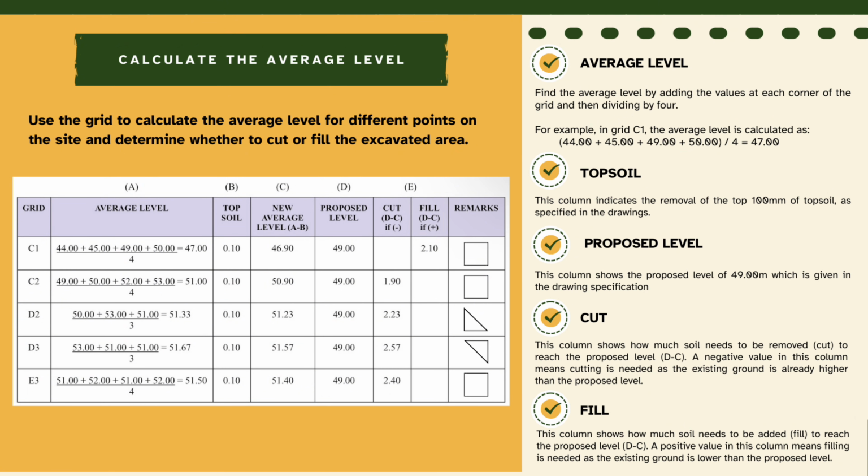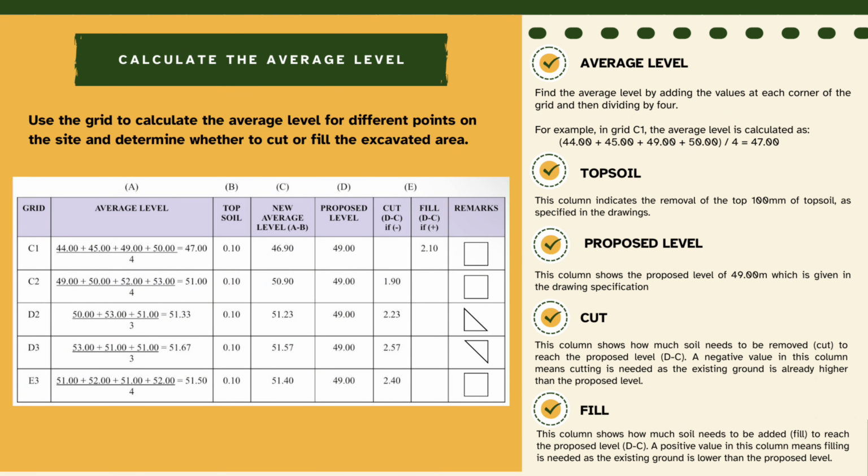Then, the next column shows the topsoil depth, which is 100 millimeter as specified in the drawings. This depth will be removed. To find the new average level, we subtract the topsoil depth from the average level in the previous column. The next column shows the proposed level, which is 49 meter according to the drawings. Therefore, we need to compare this with the value of the new average level after minusing the topsoil depth to see if we need to remove the soil or add the soil to reach the proposed level.